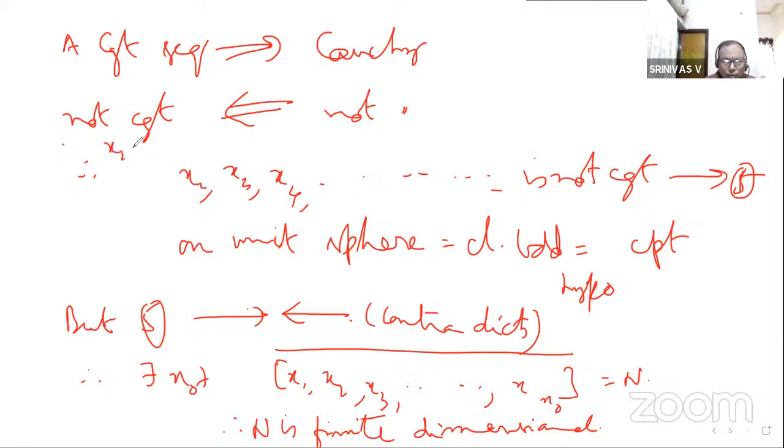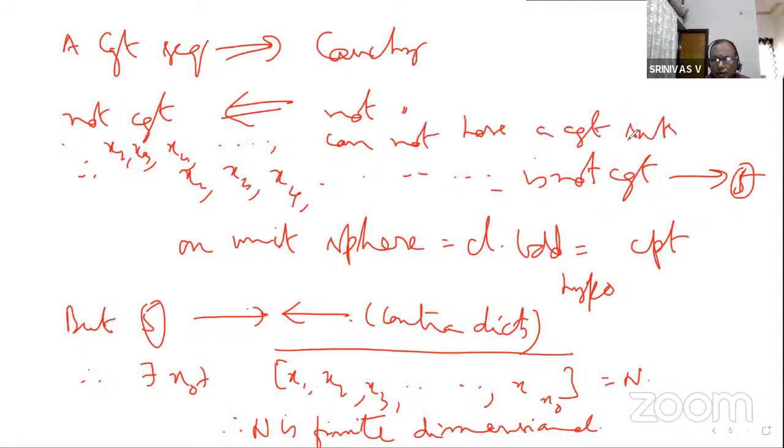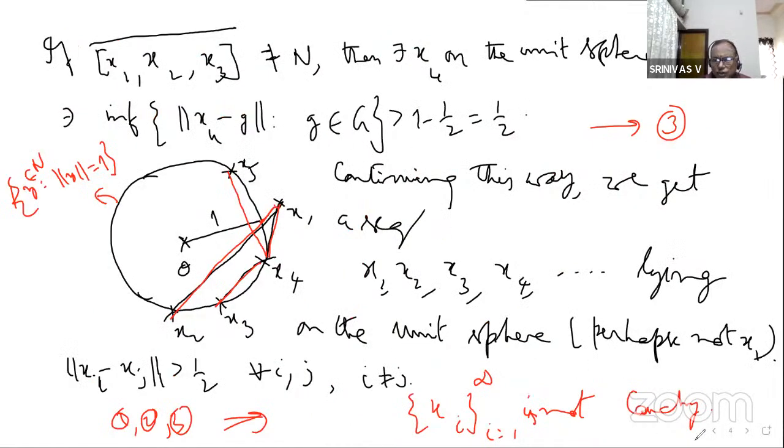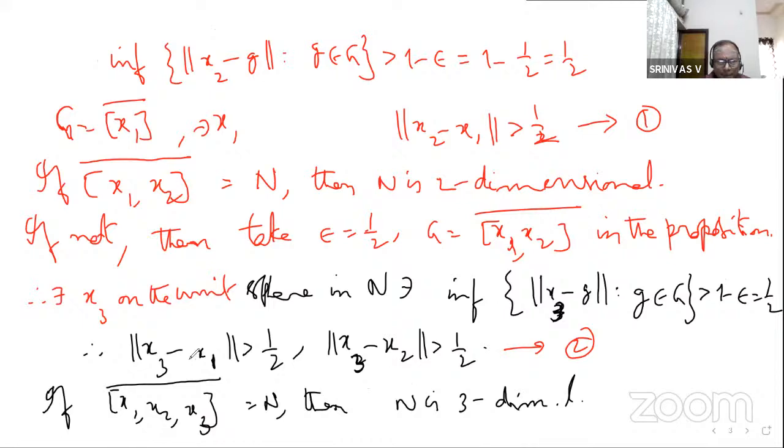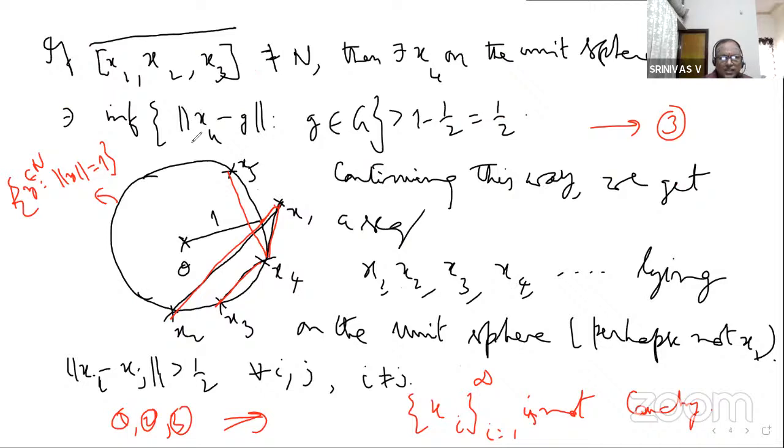This sequence x2, x3, x4 cannot have a convergent subsequence. What happens? If it has a convergent subsequence, that convergent subsequence will be Cauchy. But we showed that this sequence is not Cauchy because of this. The norm of x2 minus x1 is greater than half, x3 minus x2 is greater than half, and x4 minus x1, x4 minus x2, x4 minus x3, all these are greater than half.